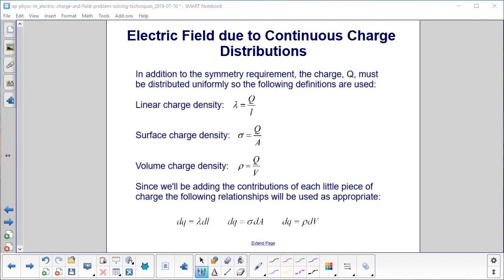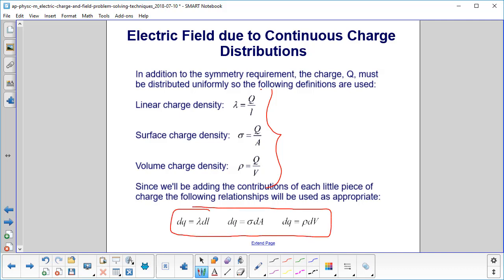And there are three very key definitions that we'll be using. We have a linear charge density, lambda, equal to the total charge over the length; surface charge density, total charge over area; and volume charge density, total charge over volume. Since we'll be working with little pieces of Q, dq, we just take the differential of all these pieces, and we come up with these handy relationships. And again, lambda, sigma, and rho are just numbers, so they don't have a differential.